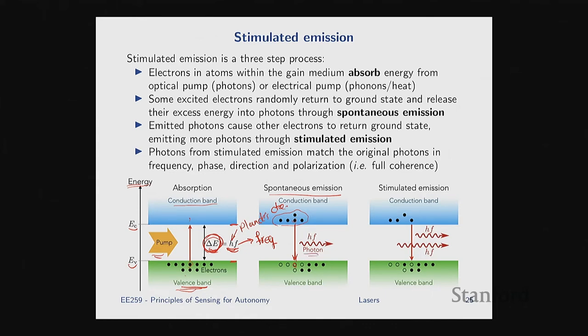So this is a random process, but as this spontaneously emitted photon is traveling across the cavity, it's going to interact with more atoms and cause or stimulate them to emit more photons. So now you get two photons, for instance, by this process of stimulated emission, and those photons are going to be perfectly coherent. Again, they're going to be at the same frequency, same phase, they will travel in the same direction, and they will have the same polarization. So that's essentially stimulated emission. So this is what makes a laser.